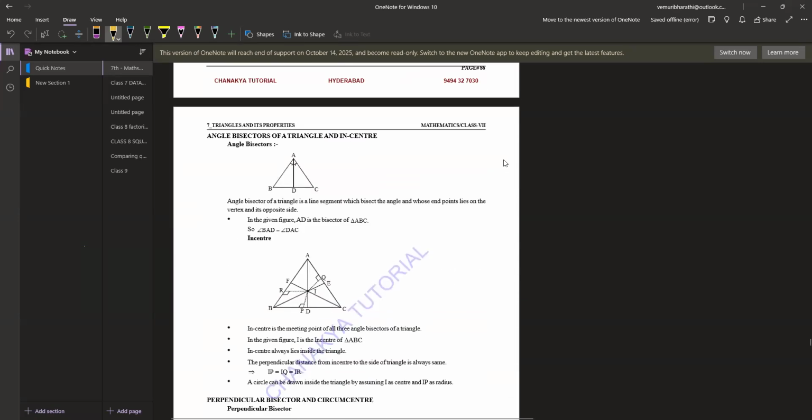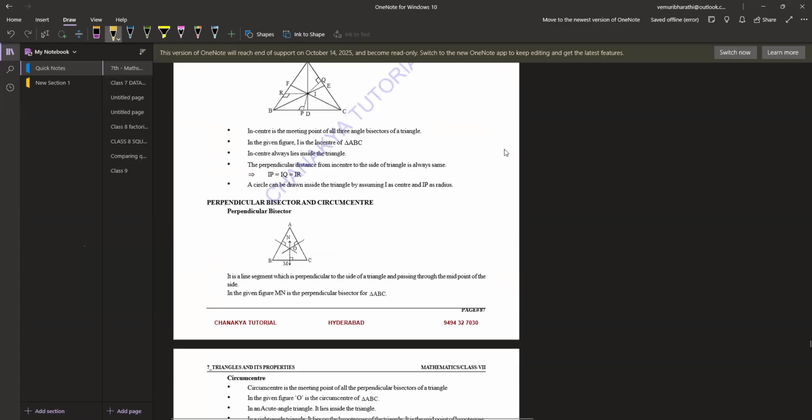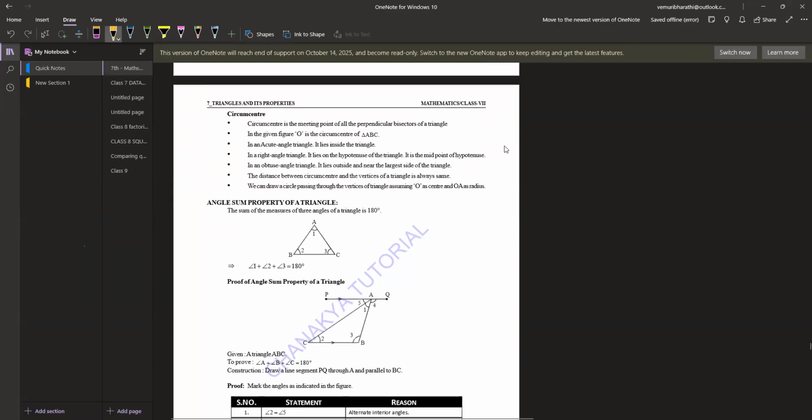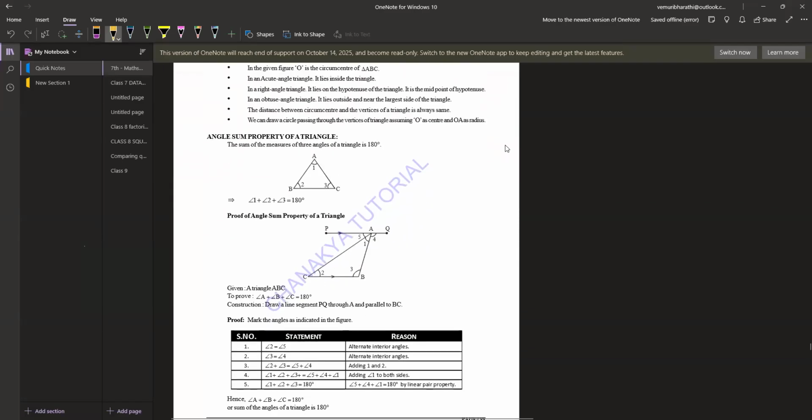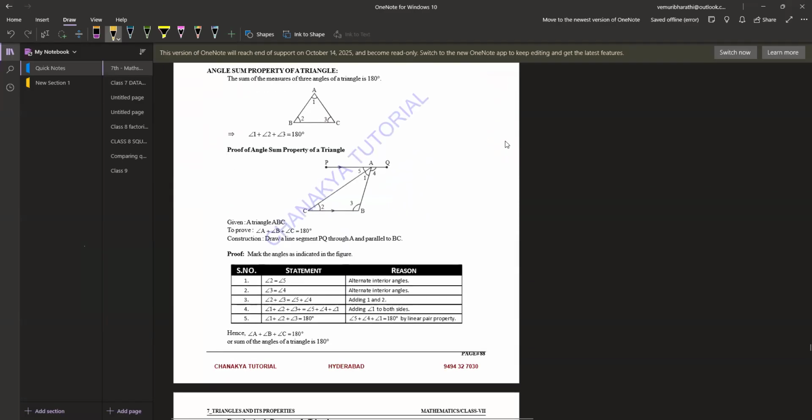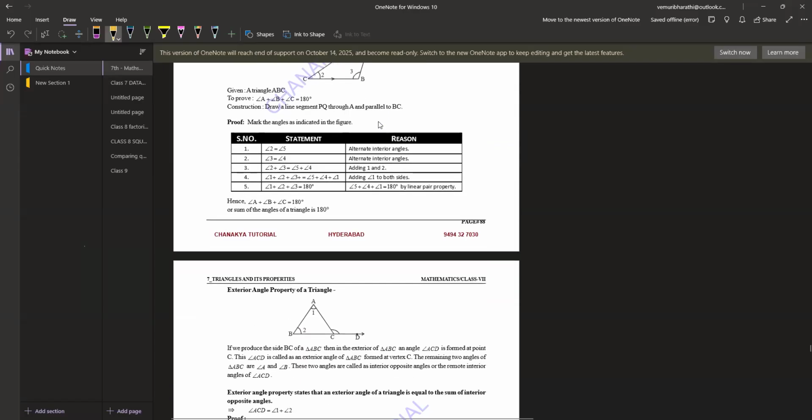These are the points, children. Come back to the angle sum property of a triangle. Just now we discussed that all three angles in a triangle should add up to 180 degrees. This is one important property. And this is another property, children: the exterior angle.